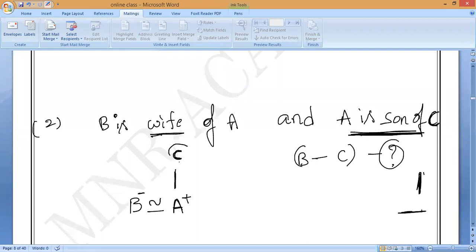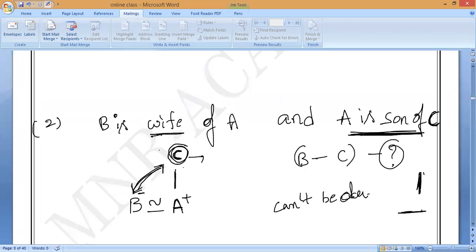What is the gender of C? We don't know, correct? Cannot be determined. We are asking the gender of C. Can't be determined. Do you understand? Either father or mother of A. We don't know exactly, correct? Can't be determined. But what is the relationship between B and C?